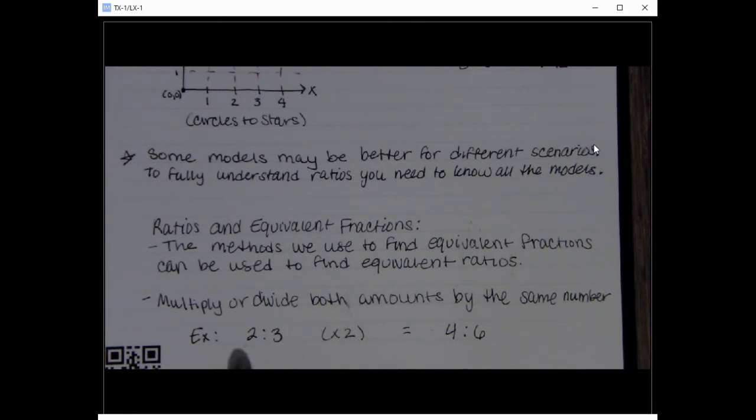So if I had a ratio of 2 to 3, I can multiply both numbers in order to get a new ratio of 4 to 6. So let's say I had in the hundreds the amount of circles and squares. I can multiply by 100 and I can see the relationship.